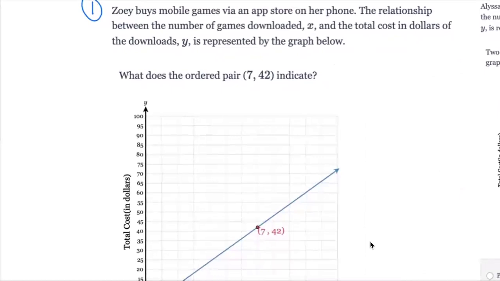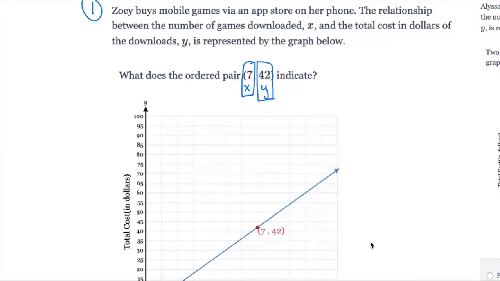So here's what we're going to do. I want you to put an X under 7 and a Y under 42. Because this is the X coordinate. The first number is always the X coordinate. And this is the Y coordinate. The second number is always the Y coordinate. Now, in this problem, they mean something.